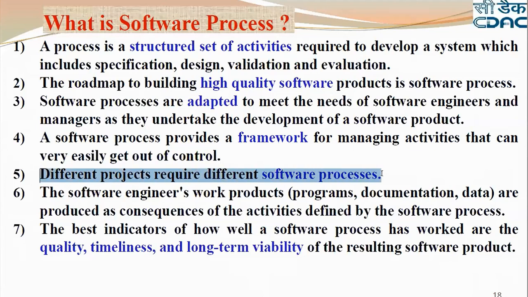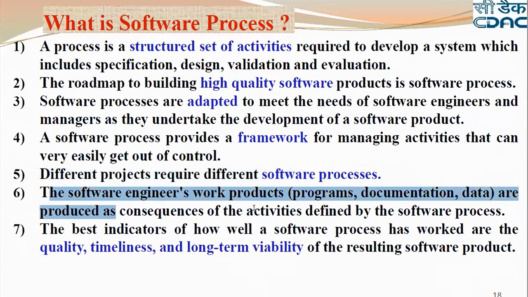Different projects require different software processes. That is what I told: though I have listed all the processes involved in a project development, it goes with the project. Whatever is applicable can be adhered to in the respective project development. The software engineer's work products mean programs, documents, data. See, all these things are work products. Documents can be test documents, review documents, design documents, SRS. Okay, that kind of thing.